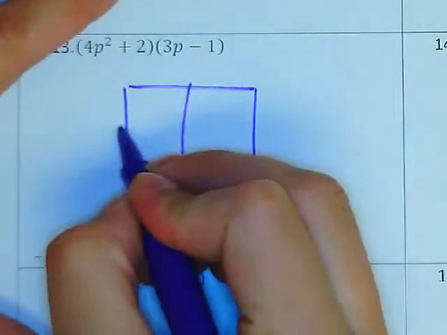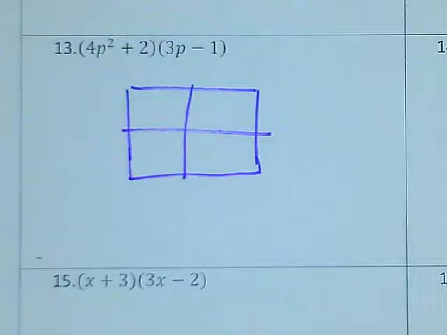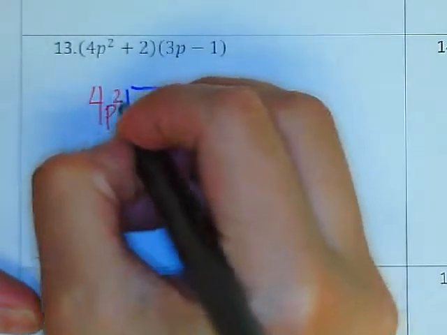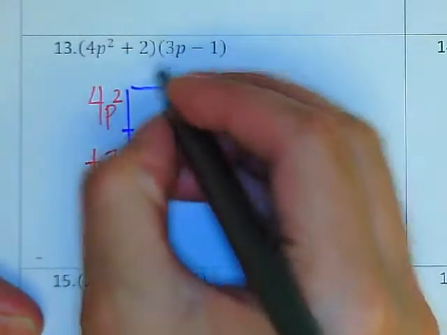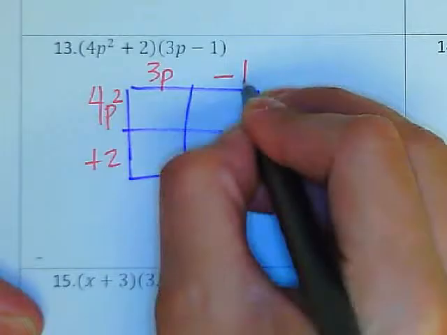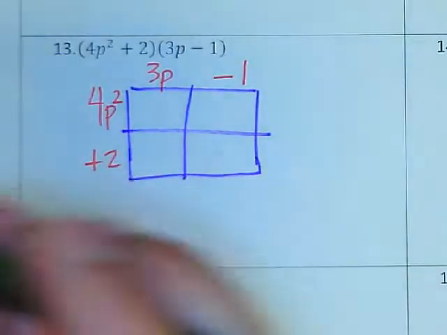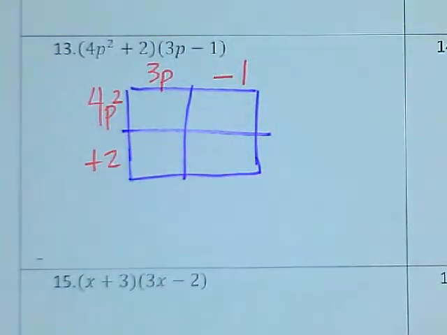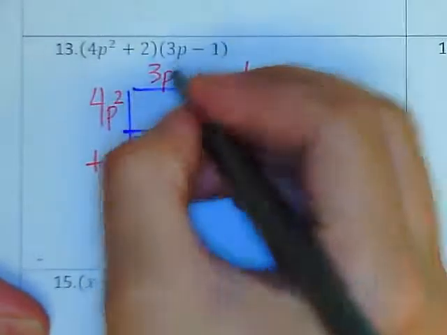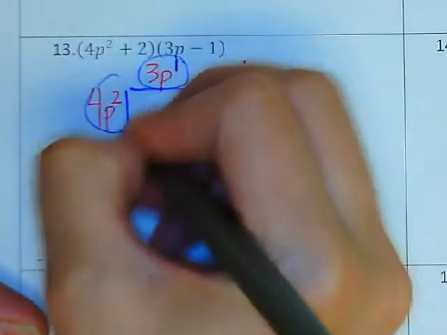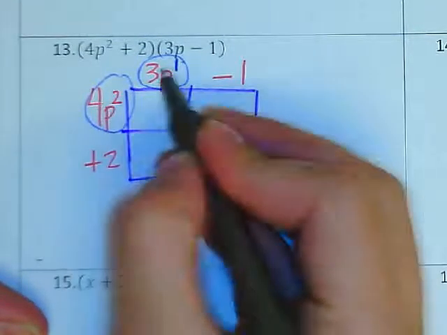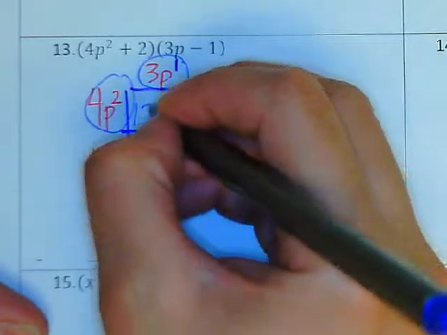And I am multiplying 4p squared, which will go on this side, plus 2. Notice how I put the signs here. 3p and minus 1. Notice how I put the minus 1. Okay, when I multiply the first quadrant here, I'm going to put a 1 so that I know that one counts as well. So the numbers first, 4 times 3 is 12.